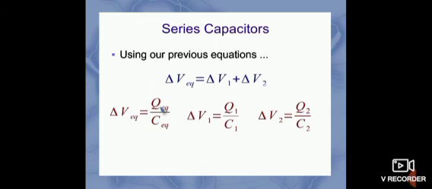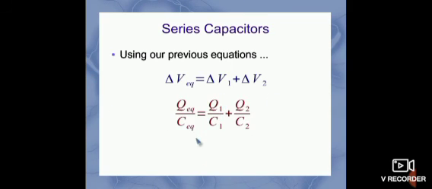Substituting the values given for del V1 and del V2, Q equivalent by C equivalent equals Q1 by C1 plus Q2 by C2. We already know Q equivalent equals Q1 equals Q2. By substituting, the Q equivalent cancels out. Therefore, 1 by C equivalent is equal to 1 by C1 plus 1 by C2. That is the equivalent capacitance for series capacitors.